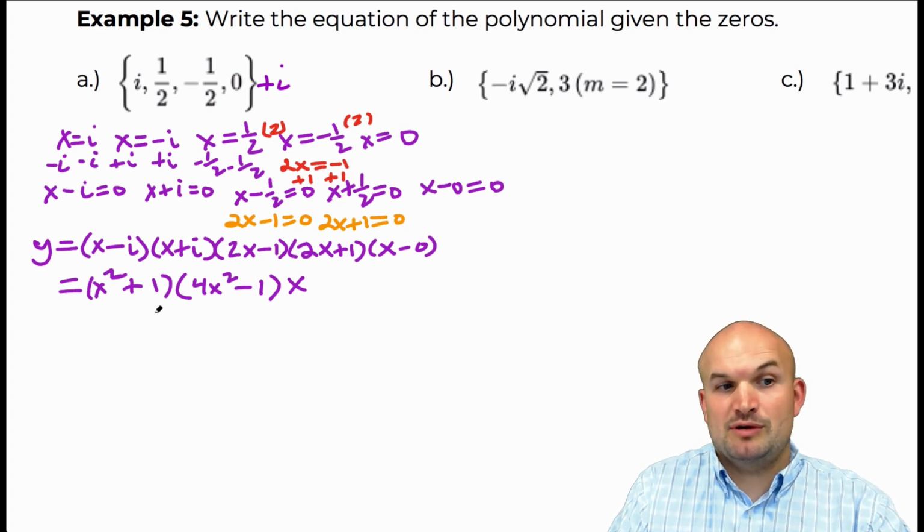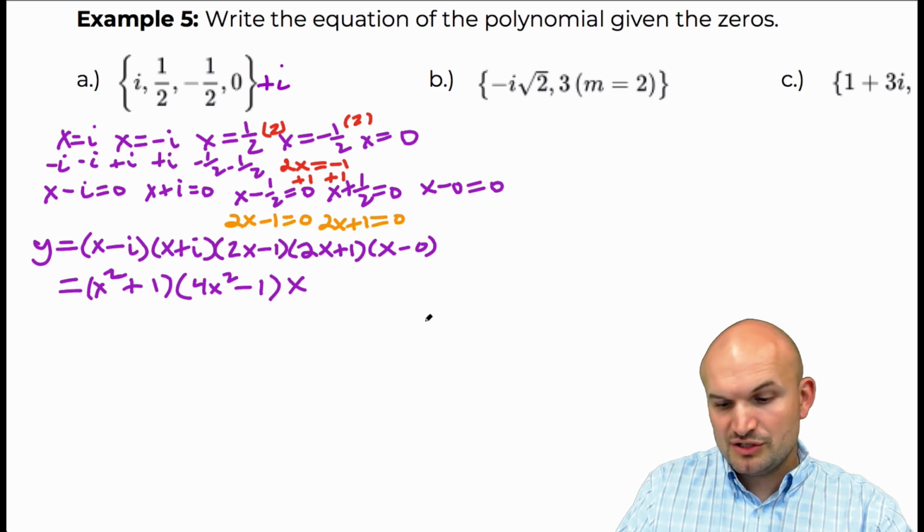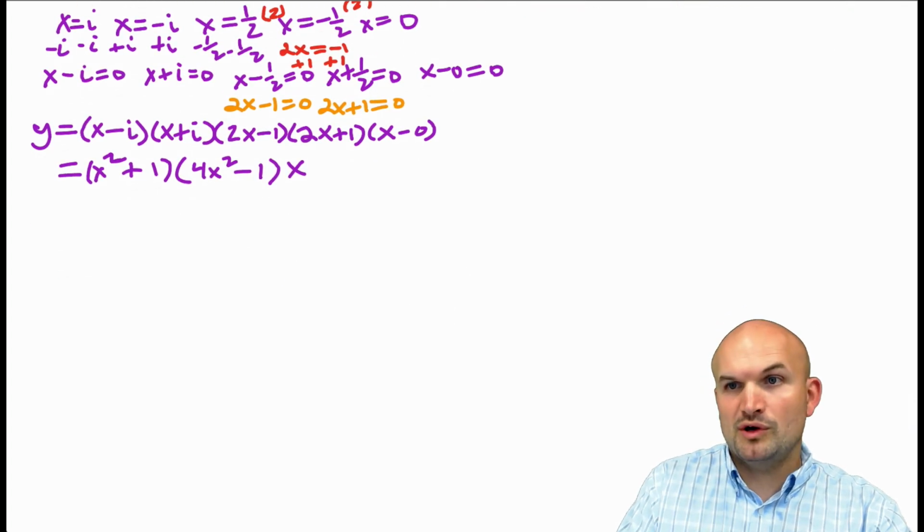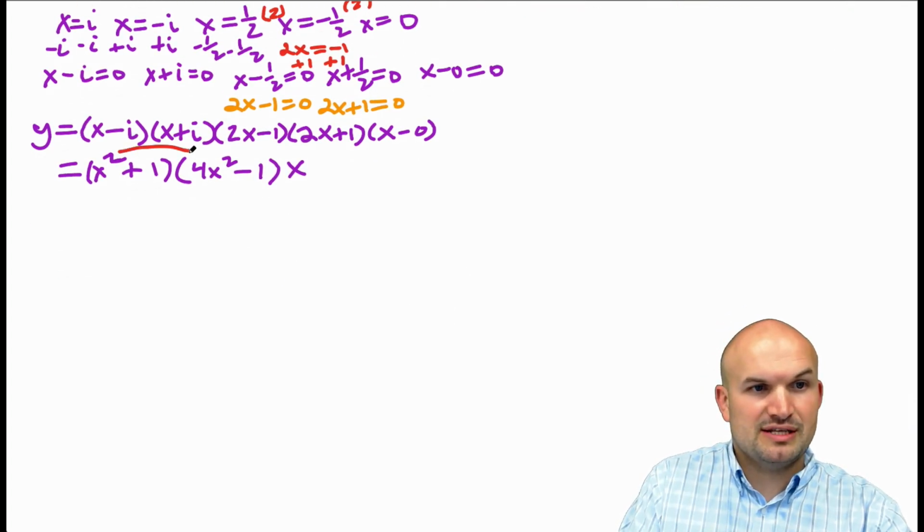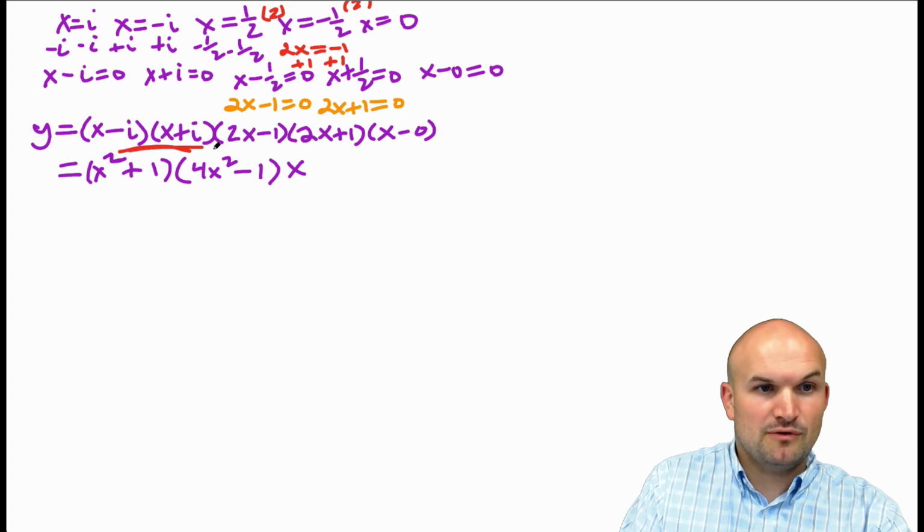Now, in this case, I'm going to multiply these. There are a couple of different ways you can do this. In this case, we'll probably just use FOIL. I don't really see an advantage to using the box method. So again, remember, FOIL is just multiplying every term by each term.